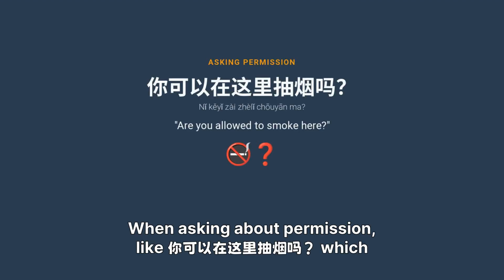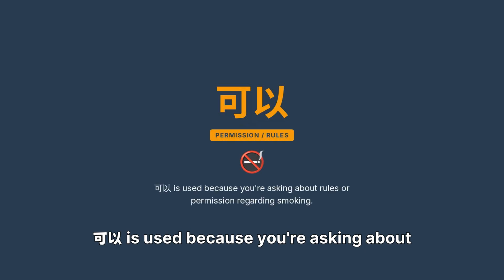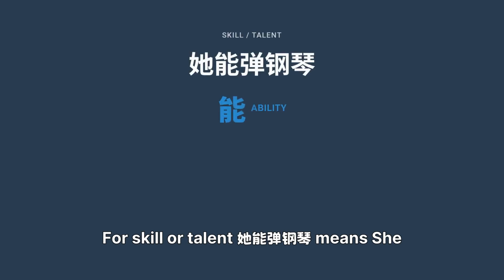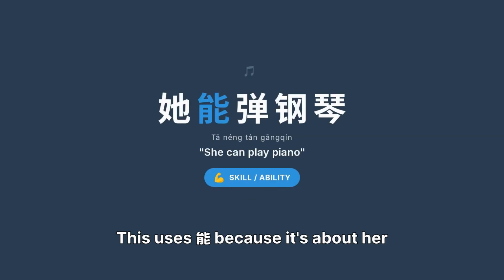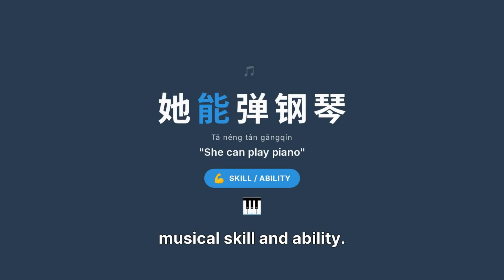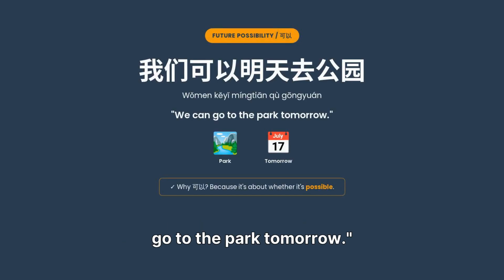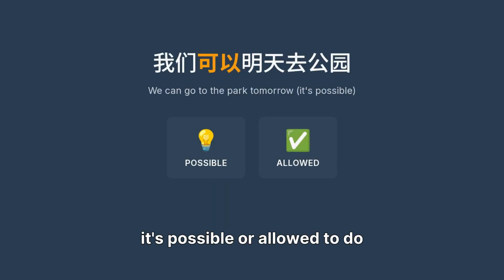When asking about permission, like 你可以在这里抽烟吗? Which means, are you allowed to smoke here? 可以 is used because you're asking about rules or permission regarding smoking. For skill or talent, 她能弹钢琴 means she can play piano. This uses 能 because it's about her musical skill and ability. For future possibility, 我们可以明天去公园 means we can go to the park tomorrow. 可以 is used because it's about whether it's possible or allowed to do this.